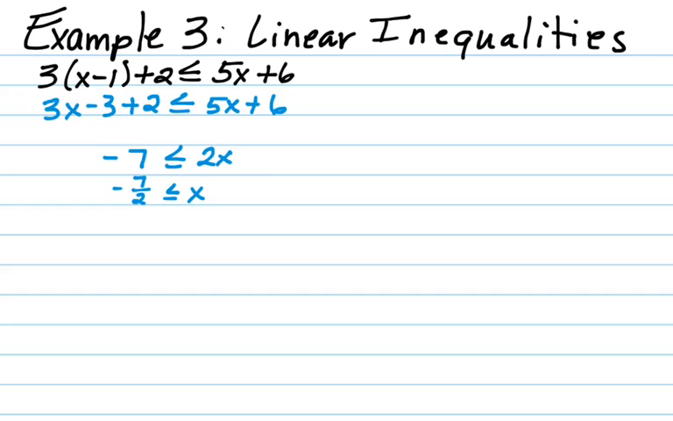I'm going to get together everything that's alike. So the things with x need to get together, and the things without an x need to get together. You have two terms that have a variable, so we're going to subtract 3x from both sides. And that's what gives me the 2x. 5x minus 3x is 2x.